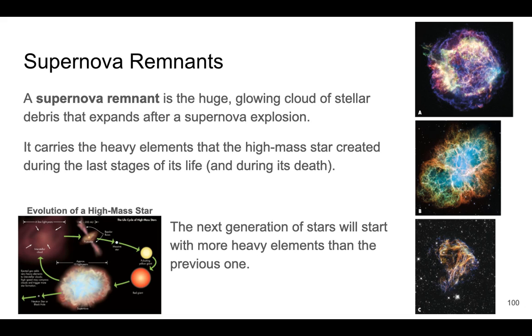So what does this leave behind? It leaves behind a supernova remnant. This is the huge glowing cloud of stellar debris that expands after a supernova explosion. It's going to carry the heavy elements that the high mass star created during the last stages of its life and during its death. So remember, a low mass star gets up to carbon, oxygen, and a little bit further than that, but doesn't get all the way up to iron. And then that one drifts apart in a planetary nebula, and that releases those lower atomic number elements out into the universe. So these supernova remnants are going to do kind of the same thing, only when they were alive, they made the heavier things.